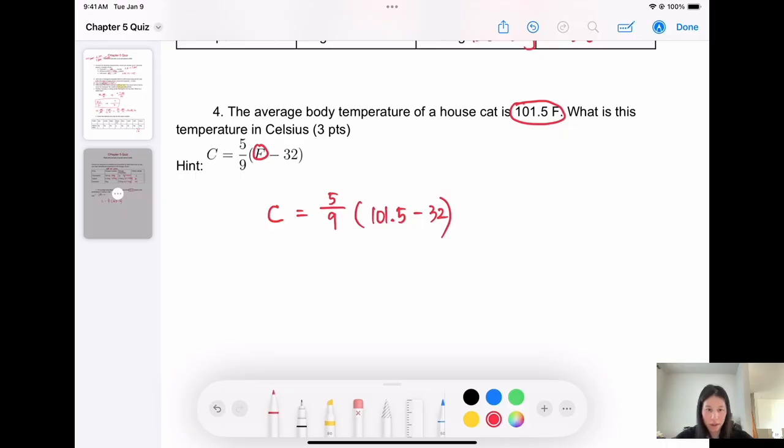So this one is equal to 5/9 times, we need to follow the order of operations. We need to calculate everything inside the parentheses first. 69.5, and then we need to multiply by 5/9. So this is equal to 38.61 Celsius. That's it. Okay, that's it for chapter 5.